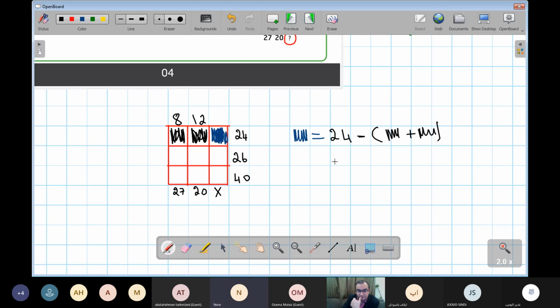After adding 8 plus 12, equal, and then you subtract from 24. Yes, 8 plus 12 is 20, so the answer is 4. But this is an example. It's not the solution of our exercise. I'm only showing you how to write this. The blue square is equal to what? 24 minus the sum of the two others.